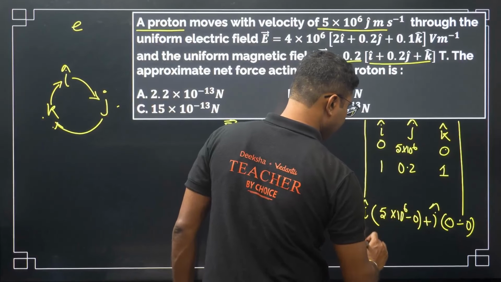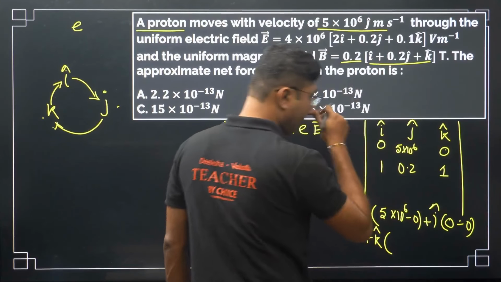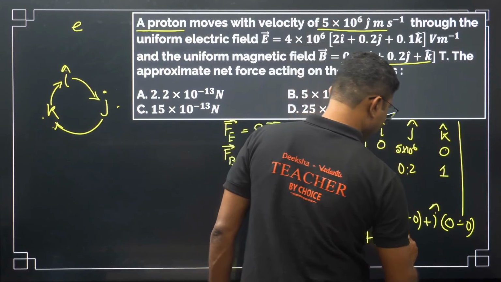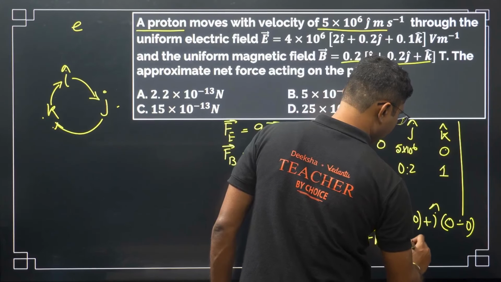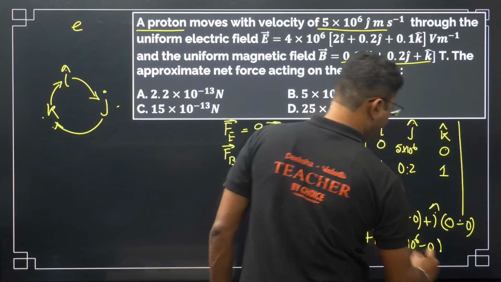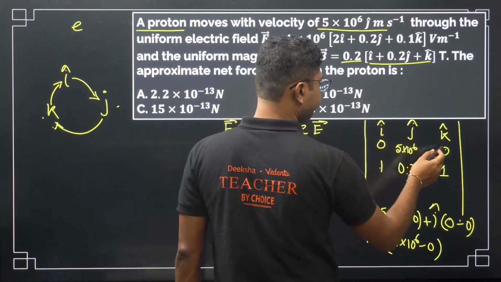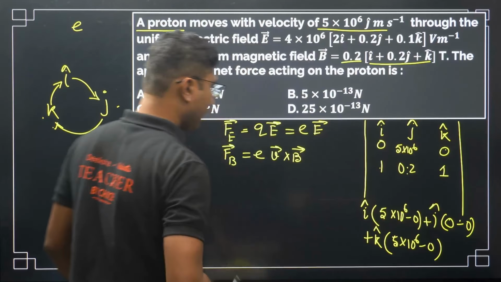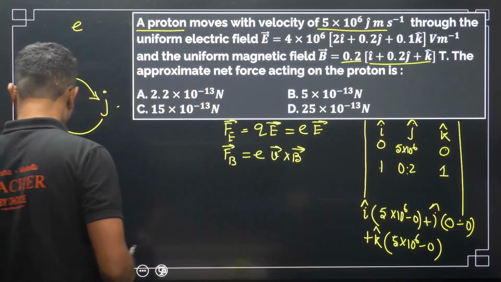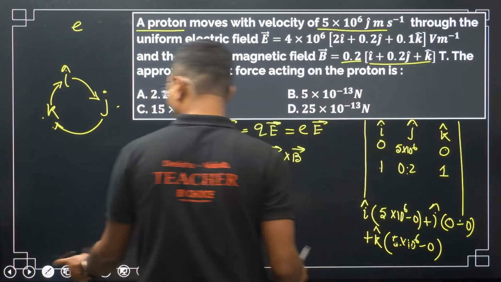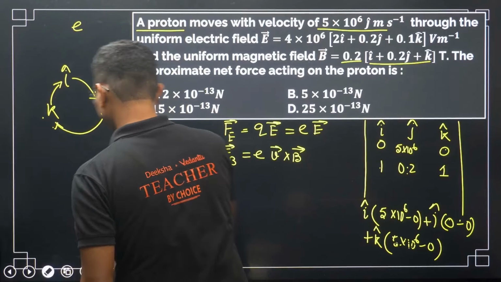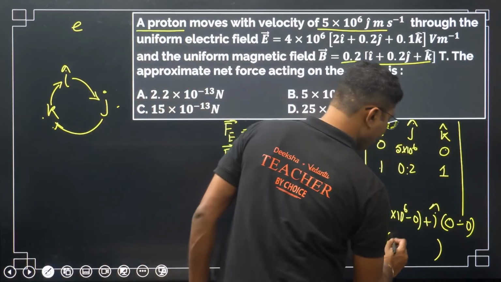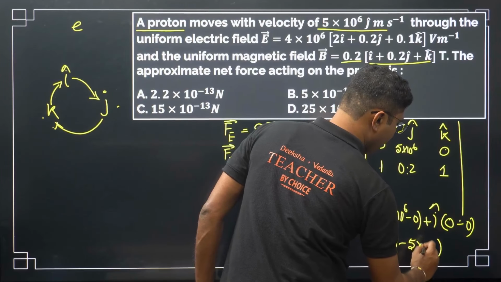And last is k cap. k cap is 0.2 into 0 is 0 and 1 into 5 into 10 to the power of 6. There will be, sorry, it will be 0 minus 5 into 10 to the power of 6.